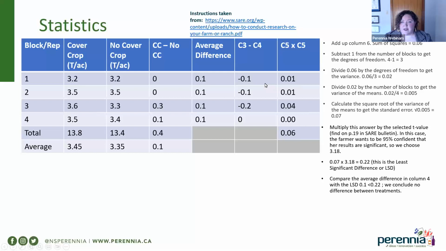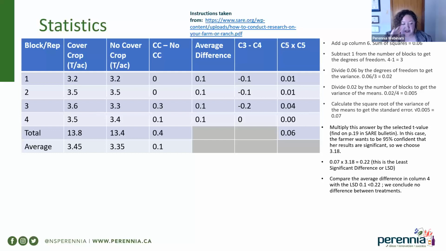The next step, this next column, is we're going to take the actual difference and subtract the average difference. That might be a negative number. That's fine, because in the last column, we're going to square it. And when you multiply a negative number by another negative number, it results in a positive number.